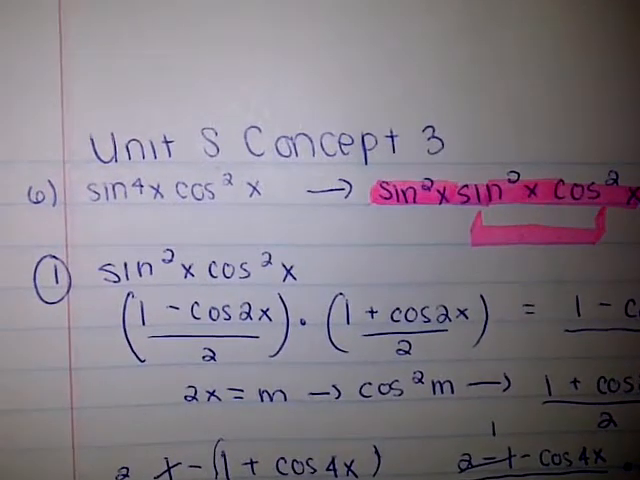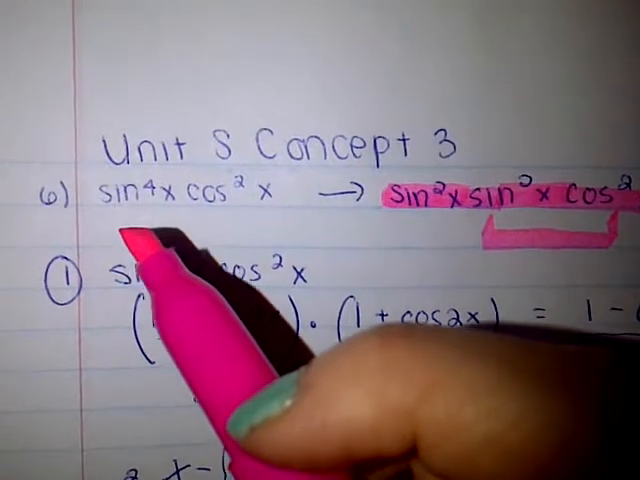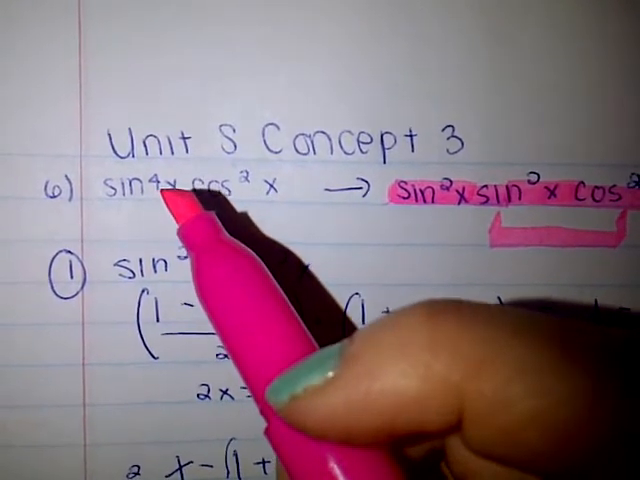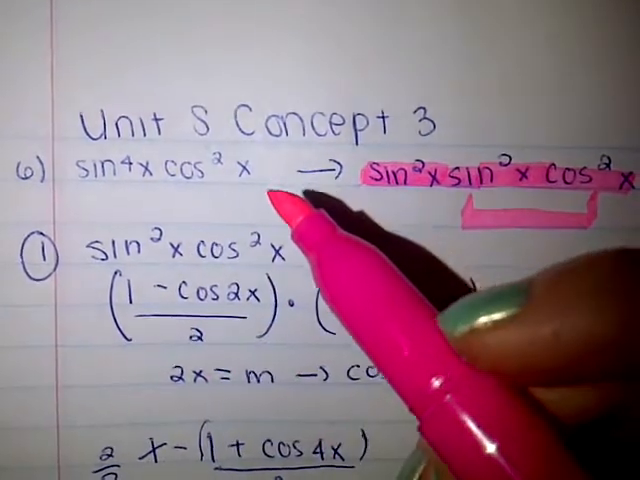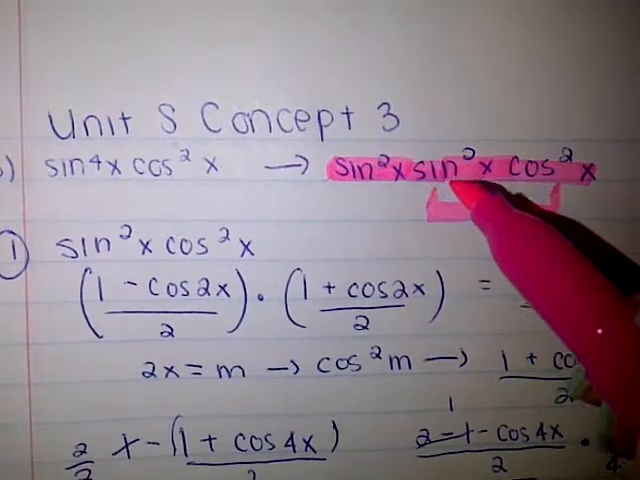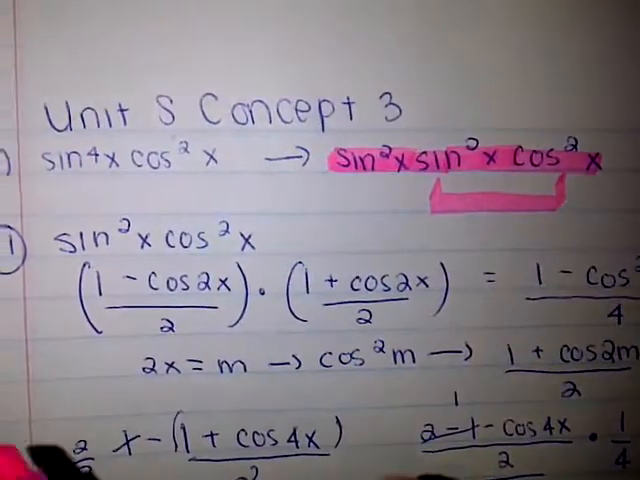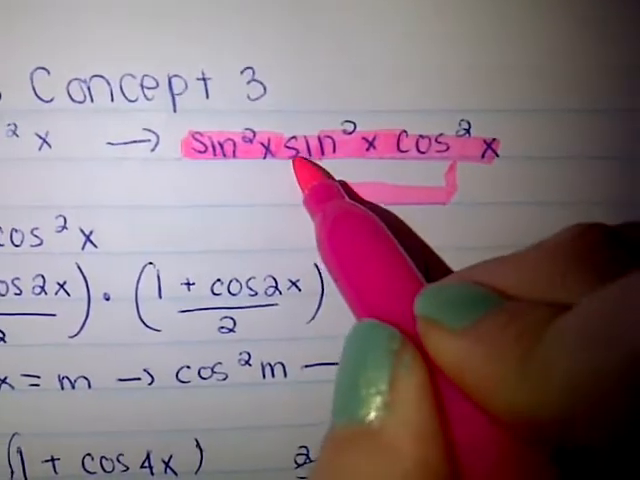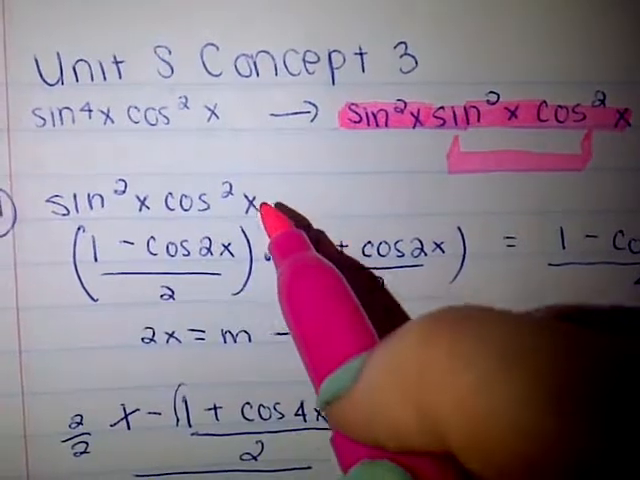Hi, I'm doing number 6 from Unit S Concept 3, and the problem is sine to the 4th power of x times cosine squared x. First thing I'm going to do is separate the sine to the 4th x into sine squared x times sine squared x, and then you put in the cosine squared x. I'm going to be solving sine and cosine first, so here's the equation.